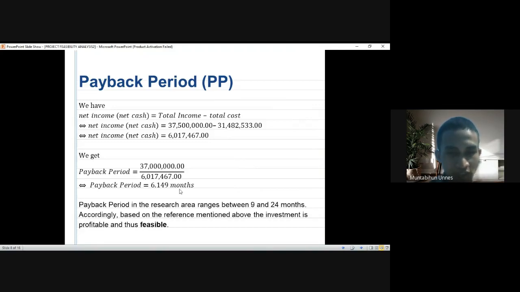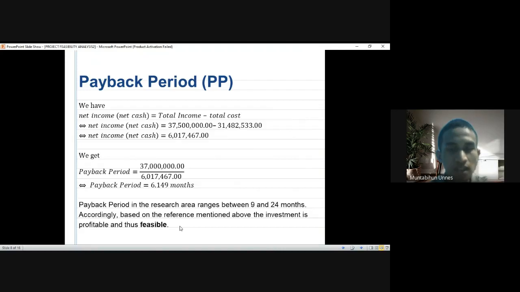So we get the payback period is 6.149 months. And the payback period in the research area, that is Tangerang Selatan, ranges between 9 and 24 months. So we get the investment is profitable since 6.149 is less than 9. So this project is feasible.